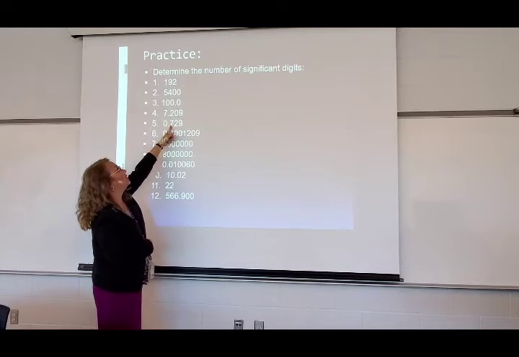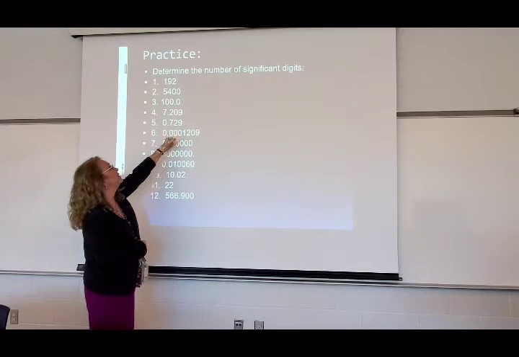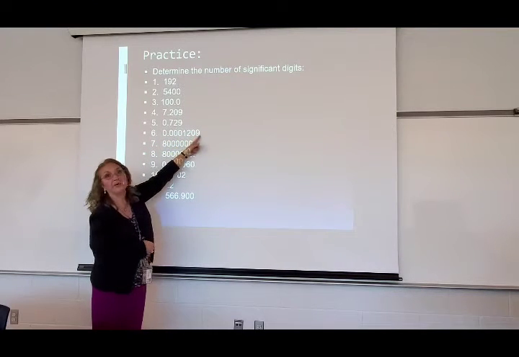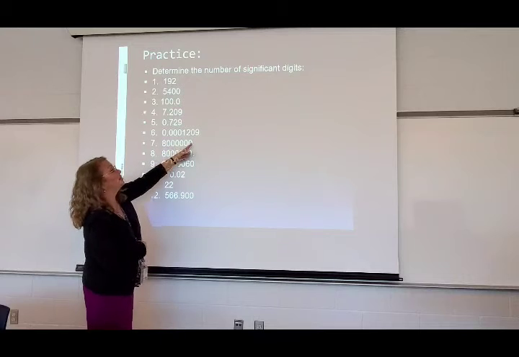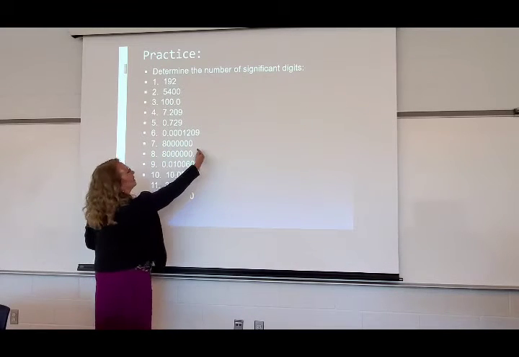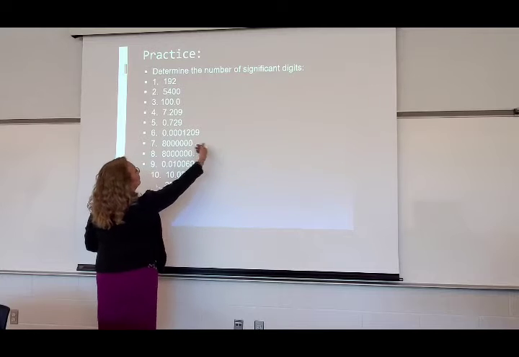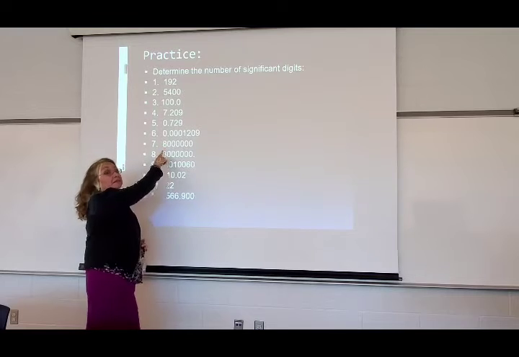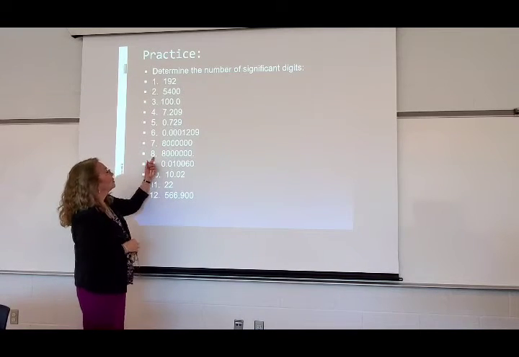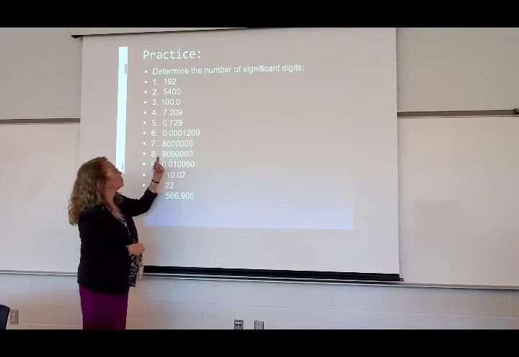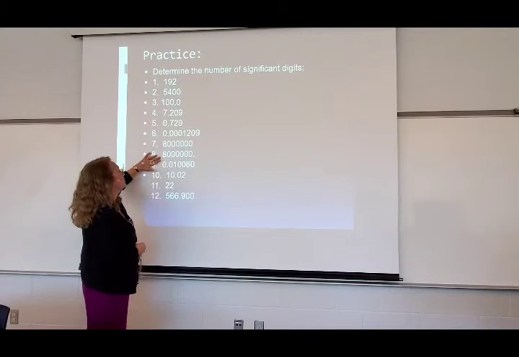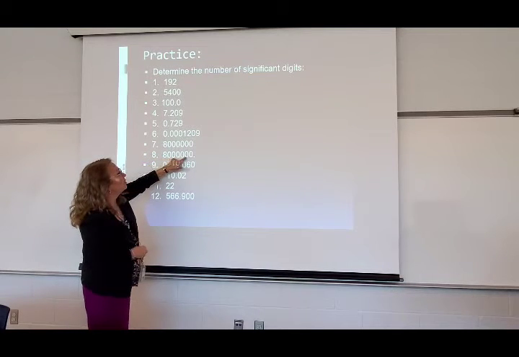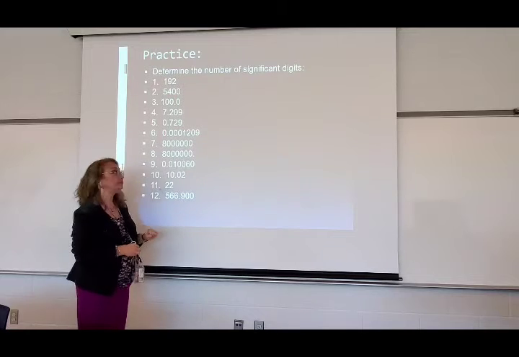Number 5, only the 7, 2, and 9 are significant, so that makes it 3. Number 6, none of these are significant. 1, 2, 0, and 9 are, so that makes it 4. This one has no decimal, so once again, we reverse the direction, going from Atlantic to United States. So first non-zero digit is the 8. That makes it only 1. Number 8, we have a decimal, so we start from the Pacific Ocean towards the United States. So this one and all the other ones are significant, which makes it 7.